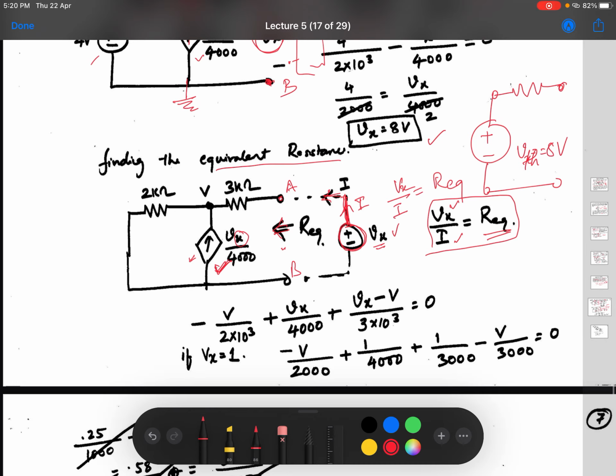So now here again what I am doing is I am putting a fictitious voltage from my side and calculating the value of I, and that V by I I'll take as the R equivalent. So here also, when I do this, I'll just clean this circuit so that A and B is there. So once I clean this, now my circuit is something like this.